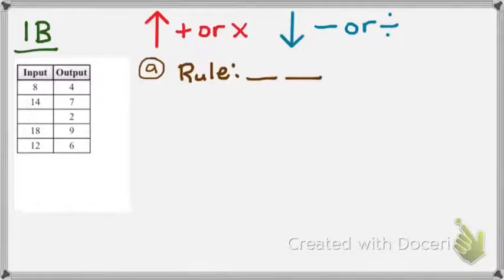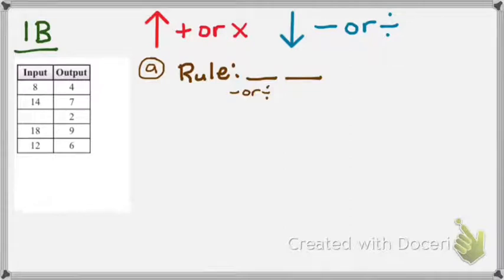I know that a rule has two parts, so I'll put my two lines. Let's take a look at my input and output numbers. First input number is 8. It turns into a 4. My next input number is 14. It turns into a 7. My input numbers are starting out larger and getting smaller. That means this needs to be either a subtraction or division rule.